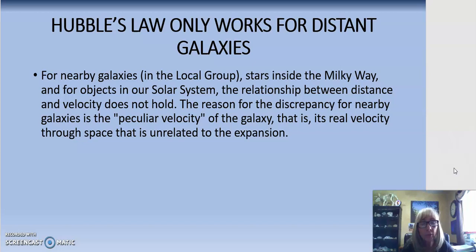So Hubble's law, this law that we're learning he came up with, only works for distant galaxies. For nearby galaxies, like in our local group of galaxies, stars inside the Milky Way, and for objects in our solar system, the relationship between distance and velocity does not hold. The reason for this discrepancy for nearby galaxies is the peculiar velocity of the galaxy, that is, its real velocity through space that's unrelated to expansion.